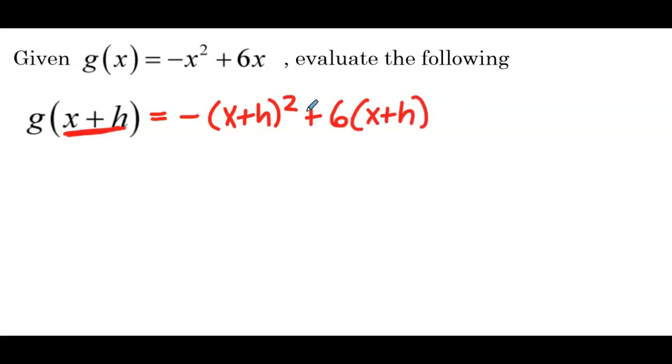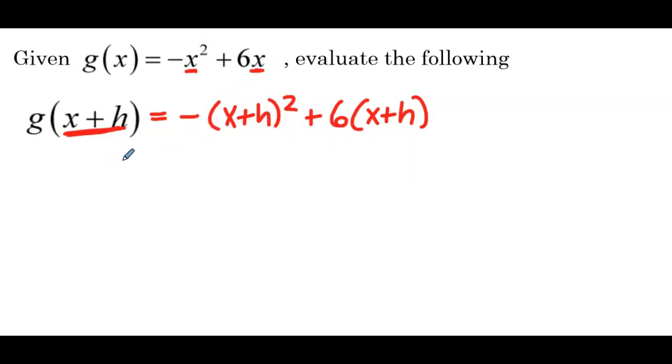Still the same function, g of x equals negative x squared plus 6x. Now we're evaluating g of x plus h. Again, there's an x here which throws it off a little bit, but remember, this whole expression, x plus h, is our input. So we're going to substitute in x plus h for each x in the function. So we have negative x plus h quantity squared plus 6 times x plus h. So notice I substitute in x plus h in parentheses for each x in the function.